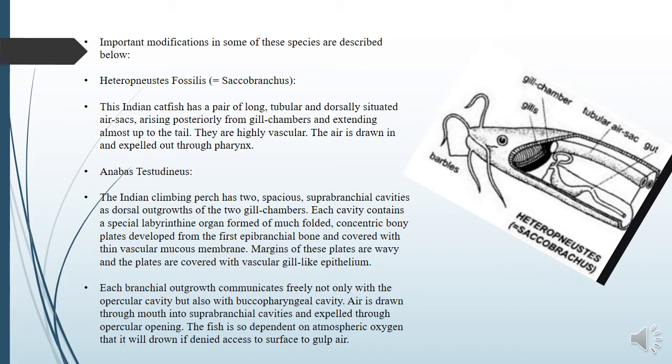Each branchial outgrowth communicates freely not only with the opercular cavity but also with the buccopharyngeal cavity. Air is drawn through the mouth into the suprabranchial cavities and expelled through the opercular opening. The fish is so dependent on atmospheric oxygen that it will drown if denied access to the surface to gulp air.